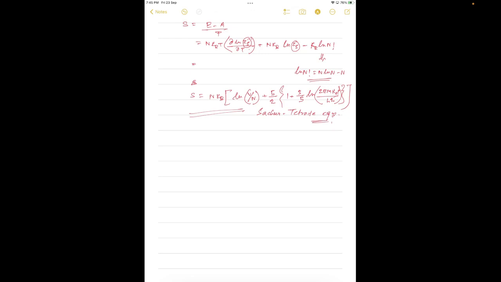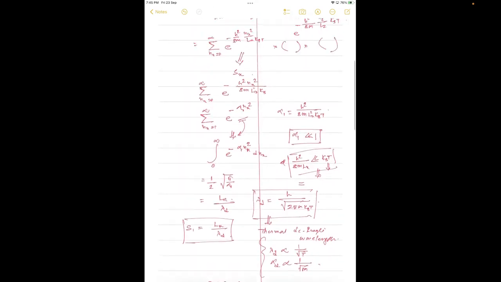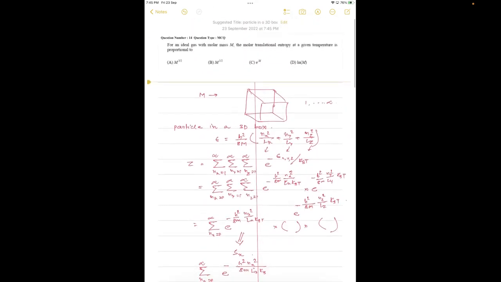Now from this expression you can get the answer, like entropy is proportional to ln m, right? So for an ideal gas with molar mass m, the molar translational entropy at a given temperature is proportional to ln m.